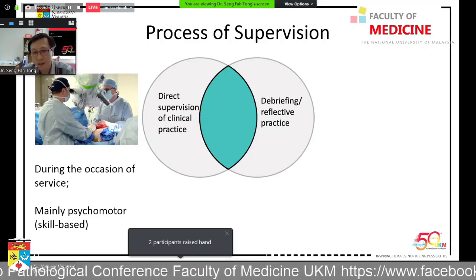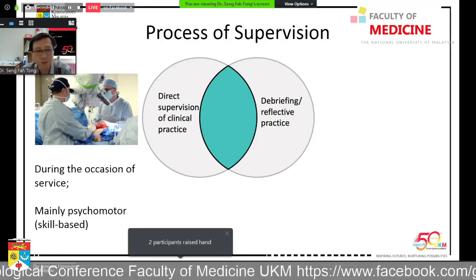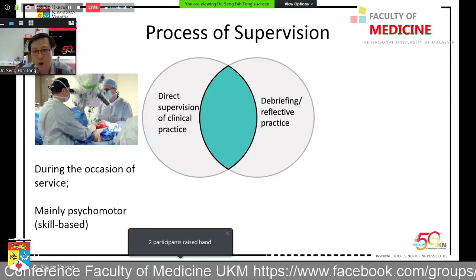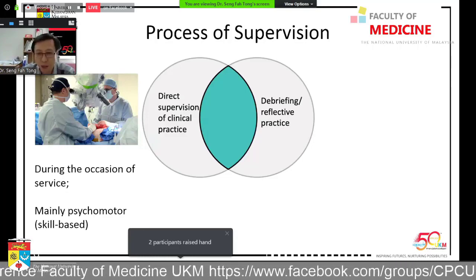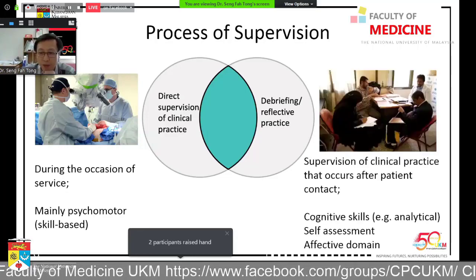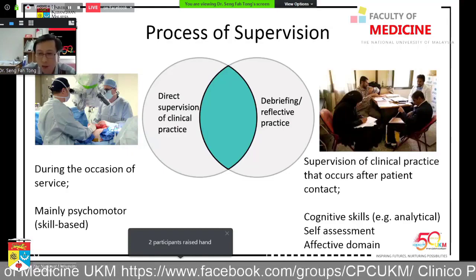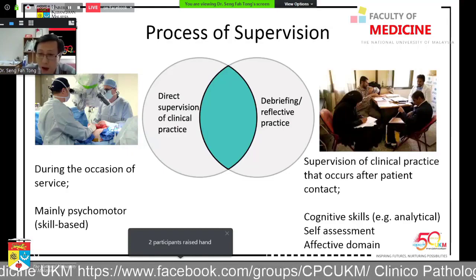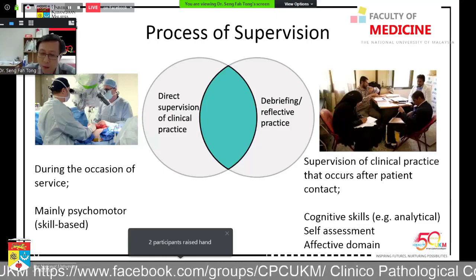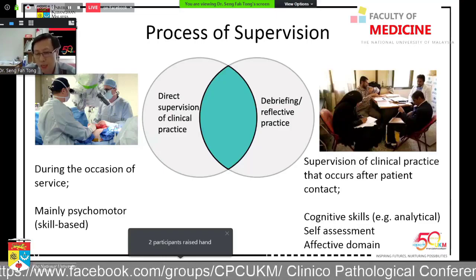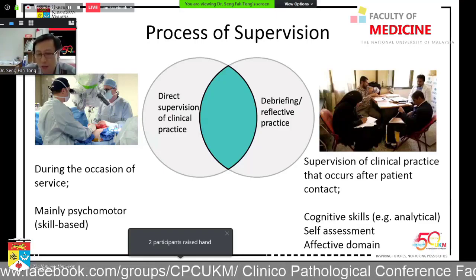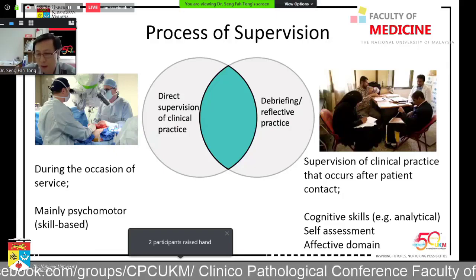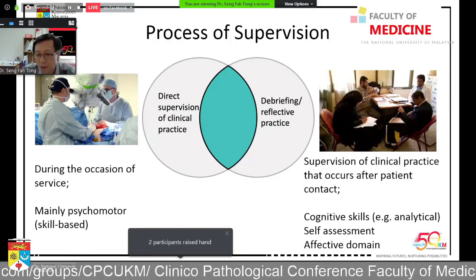And on the other side is debriefing and reflective practice, which I think Prof. Ismail Saibon has talked a little bit about. This is the time where the supervision can be after clinical practice, or I put up here after clinical practice, but it can be before clinical practice, where we discuss cases. This is a lot of time emphasizing cognitive skills, for example, clinical reasoning, analytical skills.